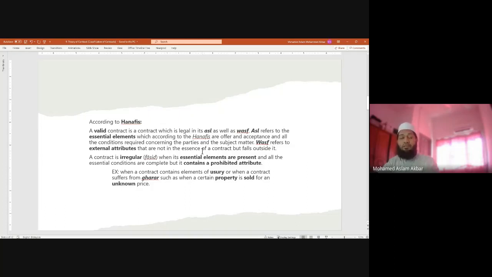So most of the scholars even said that this kind of contract is actually not valid. According to Hanafi, if you ask a Hanafi scholar, he will say this contract is actually fasid, irregular. It is not a complete, valid contract until the moment you reveal the price. So the moment they reveal the price, the contract becomes complete. So there is an opportunity to correct this irregular, fasid contract in some circumstances.